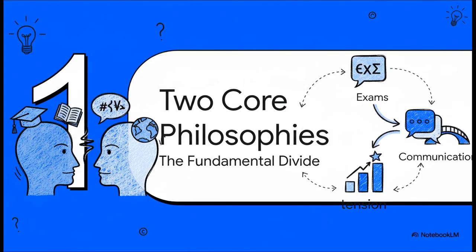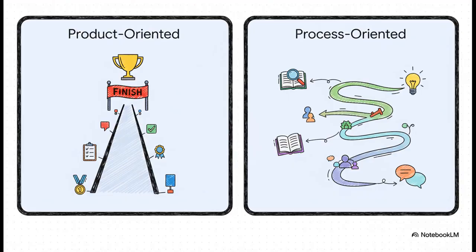To really understand this problem, we first have to look at the two big, fundamental ideas in teaching that kind of created this tension. It all starts right here. So the first big split is between product and process. A product-oriented syllabus is all about the final result. What can you prove you know on a test? Think of it like a checklist, grammar points, vocab lists.